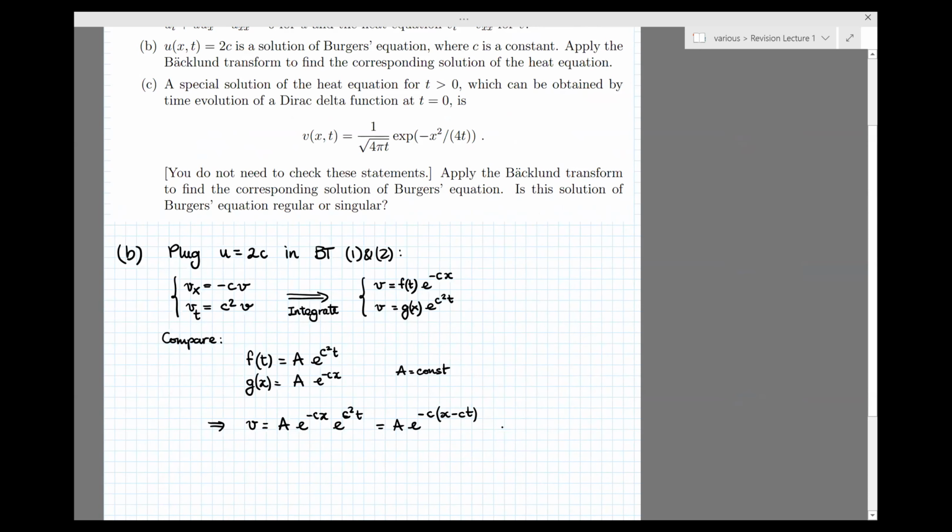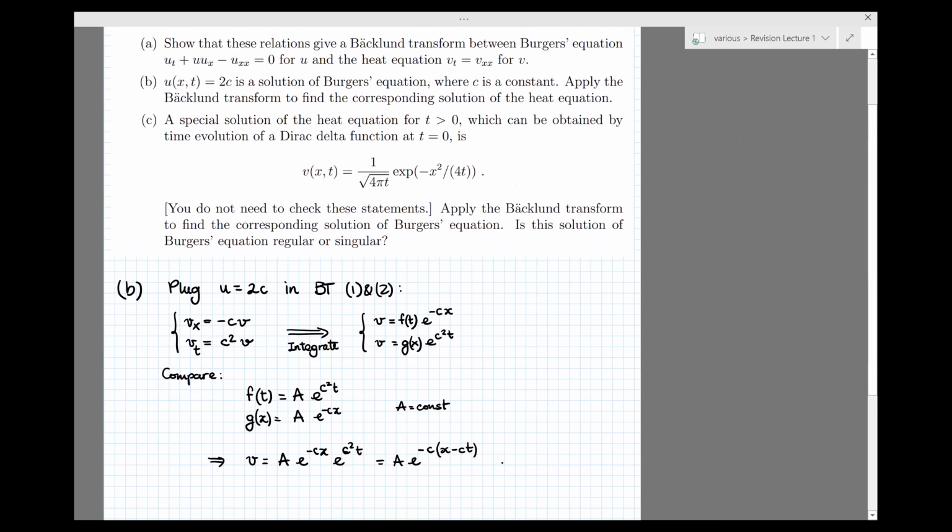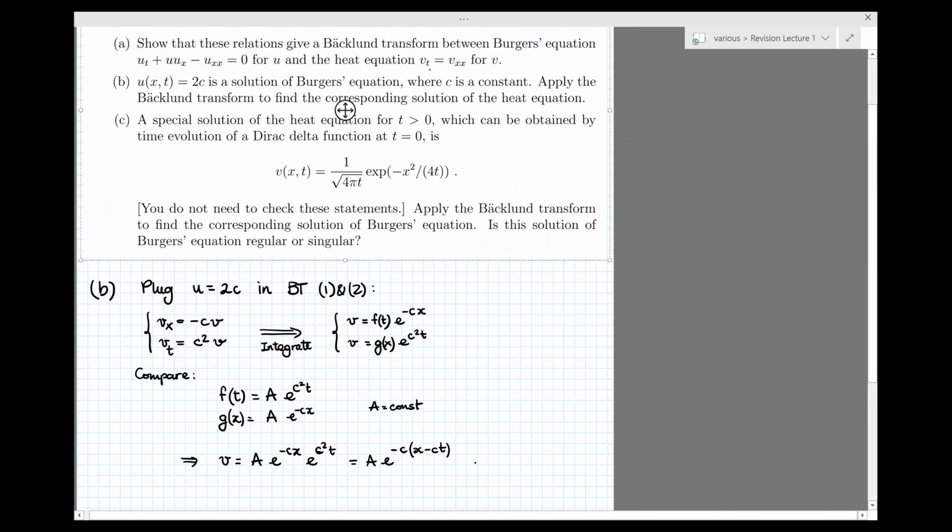And if you wanted, we could check that indeed the expression for v that we found solves the heat equation Vt equal Vxx, which is easy to do.